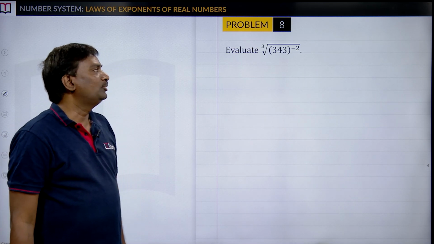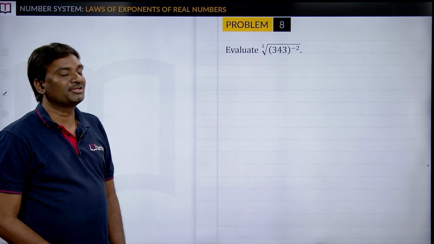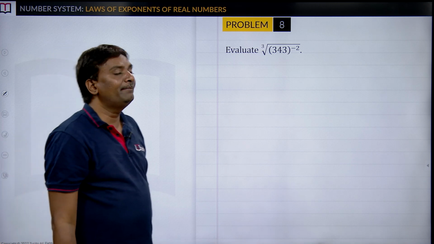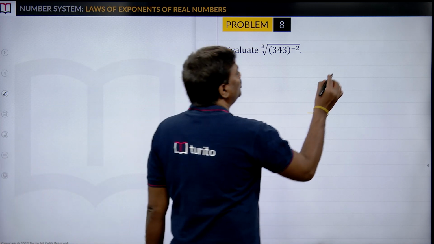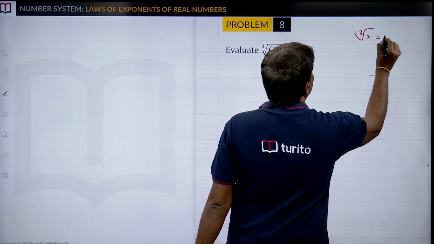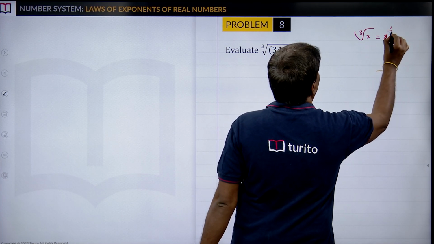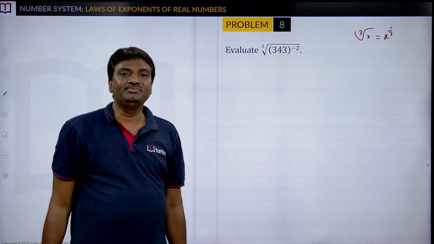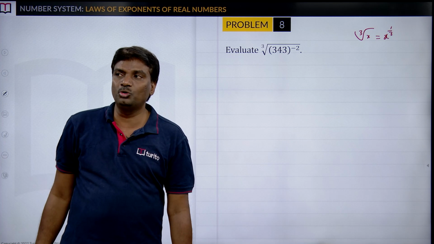Evaluate cube root of 343 power minus 2. This is not 3 into cube root. If x is any number, then we can represent cube root of x like this: cube root of x is nothing but x power 1 by 3. Already in 8th class, we have learnt about cubes and cube roots.